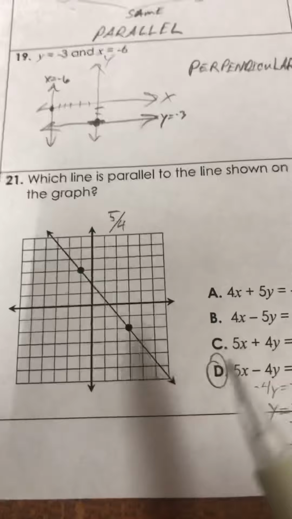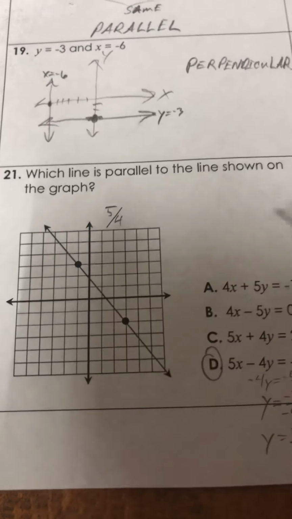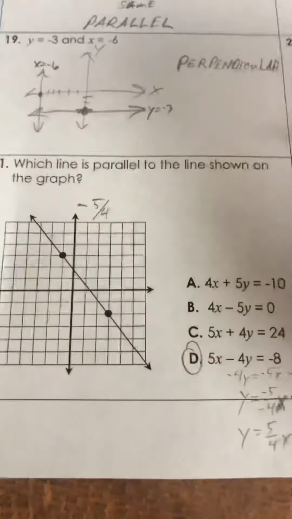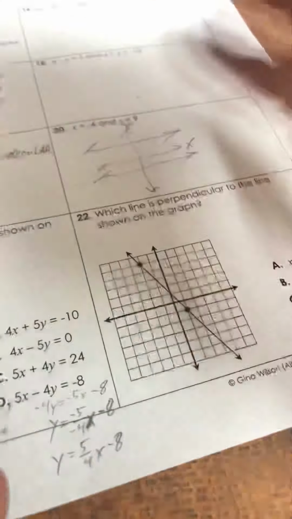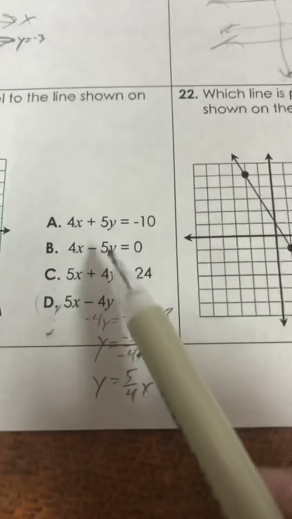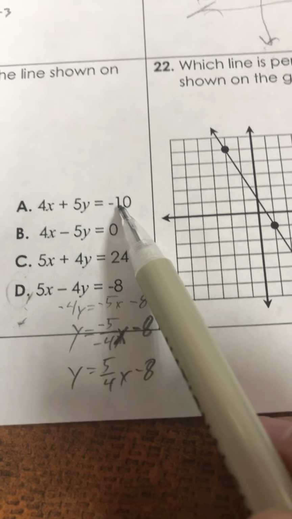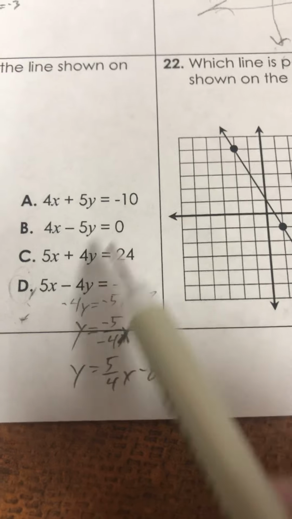Number 21, taking a look at this one, I figured out my slope. It's down 5/4. So it's down, so I think I made a mistake. Down 5/4, so it's not D. It's not going to be D. It's also not A or B, because if you take a look at this, I'm going to move this 4 over here, and then it's going to be divided by 5, so it's going to be 4/5, and this would be 4/5 also.